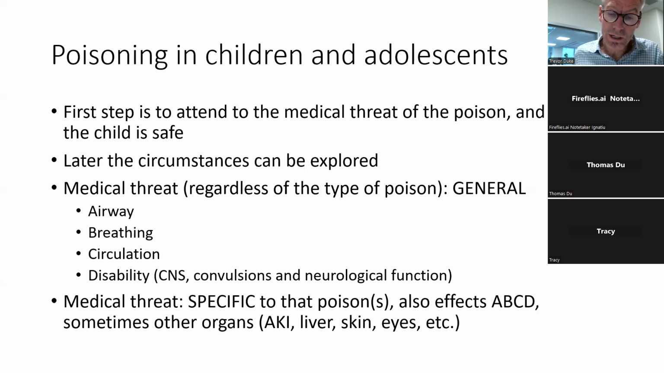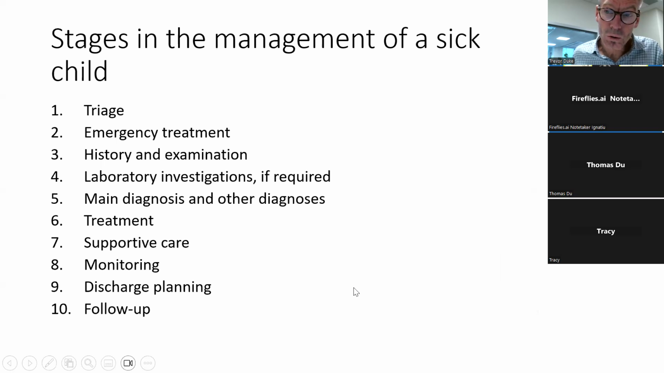And then you can understand the specific threat related to that particular poison. All the management of seriously ill children benefits from having a structured approach to management, and the 10 stages of management that we talk about: triage and emergency treatment, taking a history and doing an examination, doing a laboratory investigation, identifying the main diagnosis and other diagnoses, providing treatment and supportive care, and monitoring and discharge planning. They're all relevant to a child who's ingested poisons.